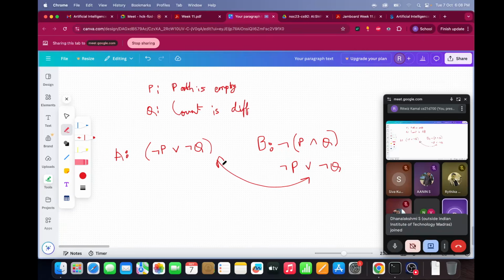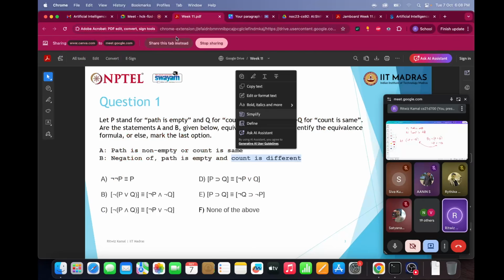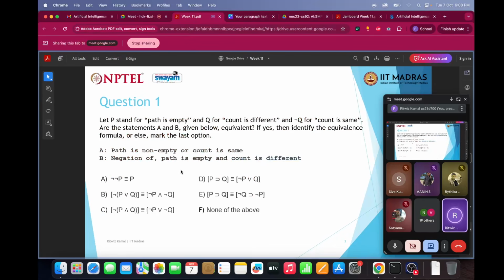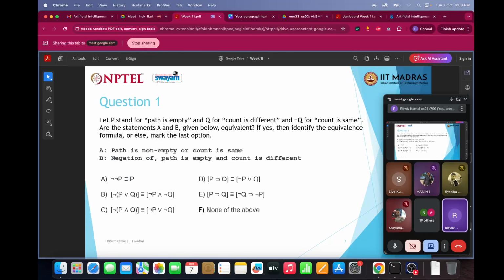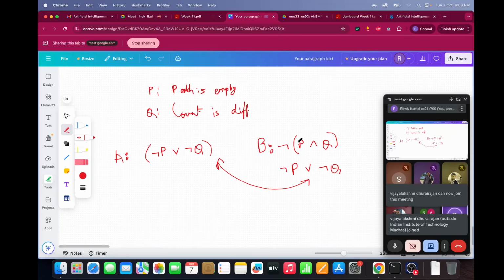Now the only thing left is to decide which of the expressions represent or tell us the correct equivalence formula. So A is not correct because we know that Q is also involved. B is also not correct because we have not of P and Q, not of negation P or Q, right? So if we look at expression B over here, we have not negation of this whole thing, which is P and Q, not P or Q.